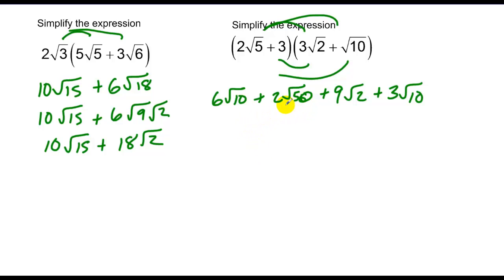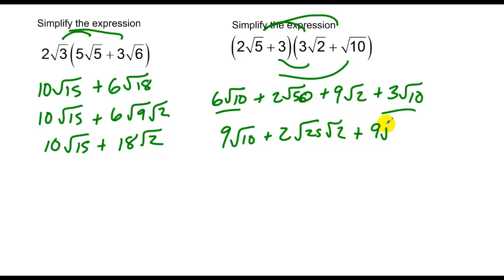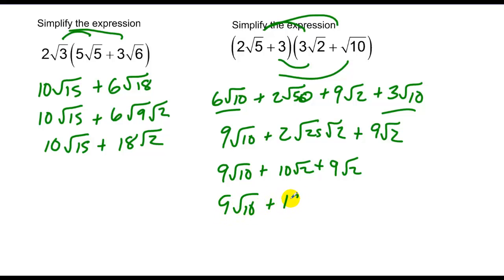I'm going to simplify the 50 and add these two since they're like roots, so that's 9 root 10 plus 2 root 25 root 2 plus 9 root 2. This gets me 9 root 10 plus 5 times 2 is 10 root 2 plus 9 root 2. The root 2's can combine, so that's 9 root 10 plus 19 root 2.